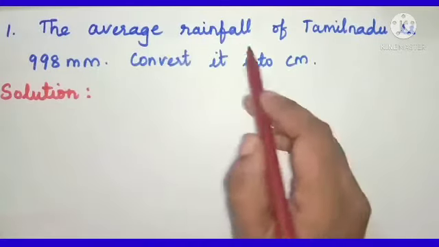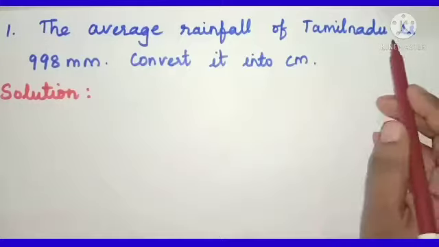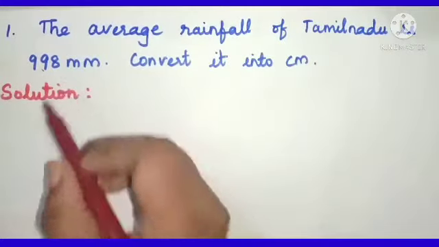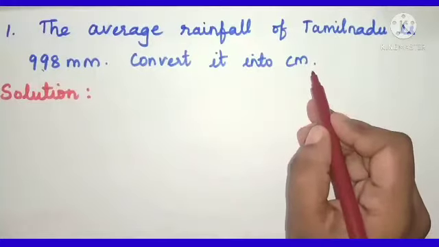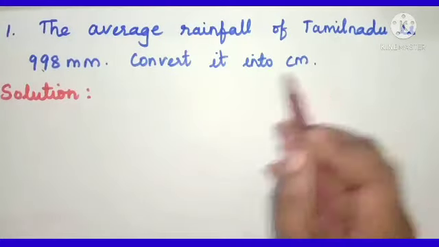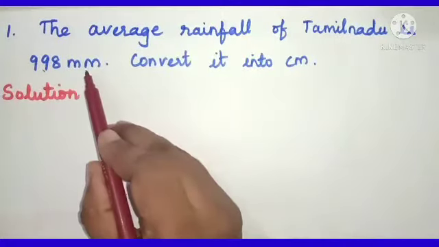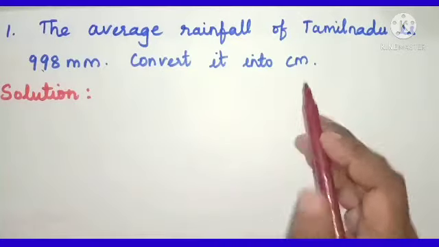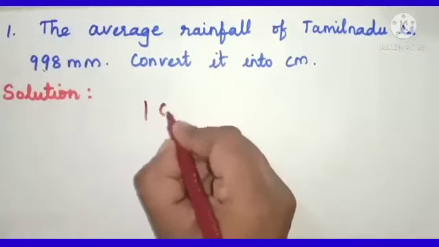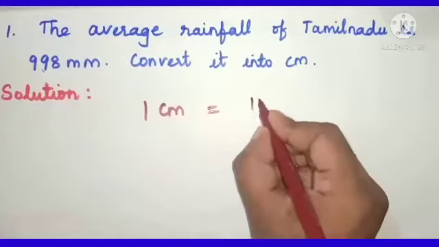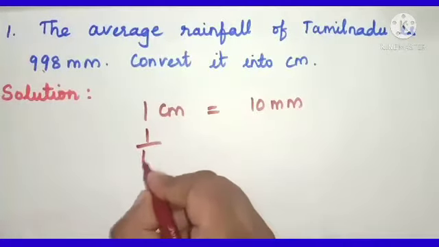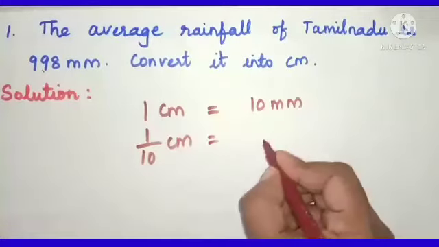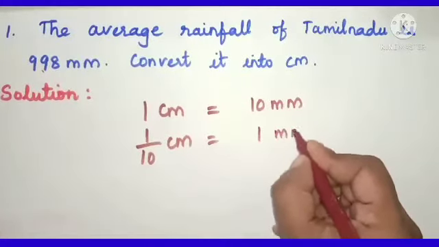The average rainfall of Tamil Nadu is 998 millimeters. Convert it into centimeters. So children, here we need to convert millimeter into centimeter. We know that 1 centimeter is equal to 10 millimeters and 1 by 10 centimeter is equal to 1 millimeter.